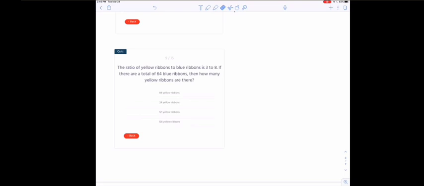It says, the ratio of yellow ribbons to blue ribbons is 3 to 8. If there are a total of 64 blue ribbons, then how many yellow ribbons are there? We've done a question like this before. If you want to hit pause and give this question a try before looking at the explanation, I welcome you to do it. When you're ready, let's go ahead and do it together.